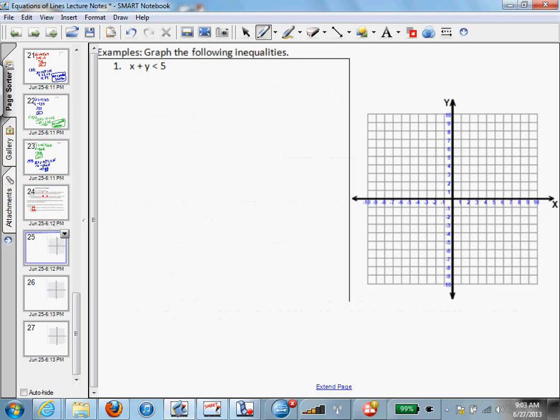So let's actually get our hands dirty and look at some examples. Example 1, we have this graph, and we're asked to graph the inequality x plus y is less than 5. The first thing we want to denote is whether it's dashed or solid, and the sign of the inequality tells us that. It does not have that equal to part. It's just a regular inequality symbol that we first learned about, so it is going to be dashed.